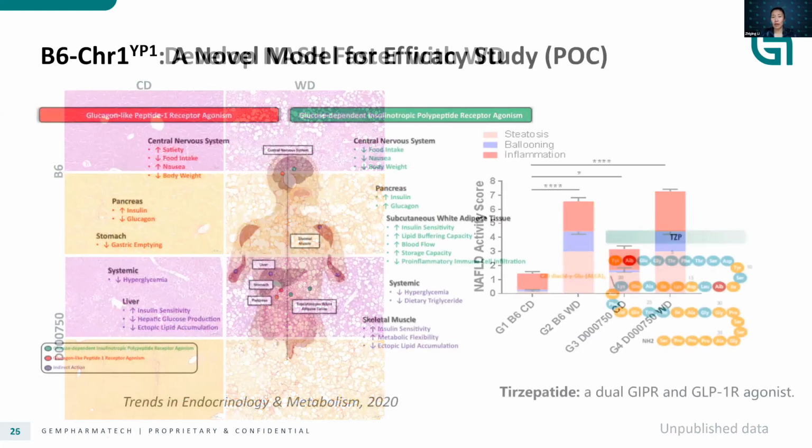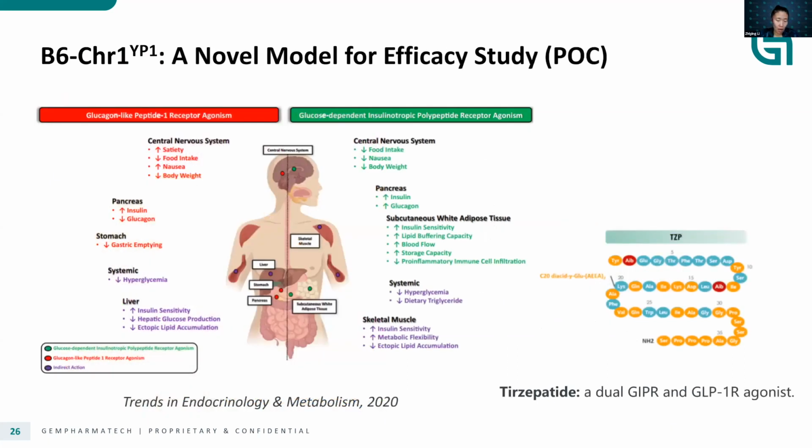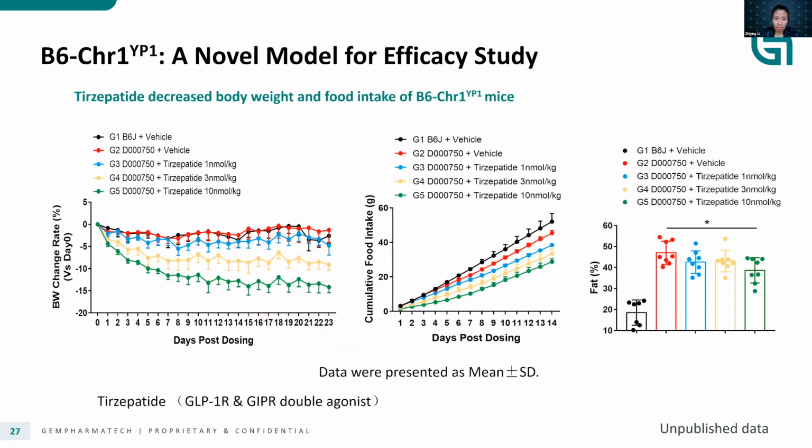So what we did is a proof of principle or proof of concept. We took advantage of one particular drug, TZP, that has been developed and shown to be an effective anti-obesity metabolic syndrome agent. It is a dual agonist for GIPR and the GLP-1R. So we took this particular testing article and applied it to high-fat diet treated YP1 mouse, as you can see here.